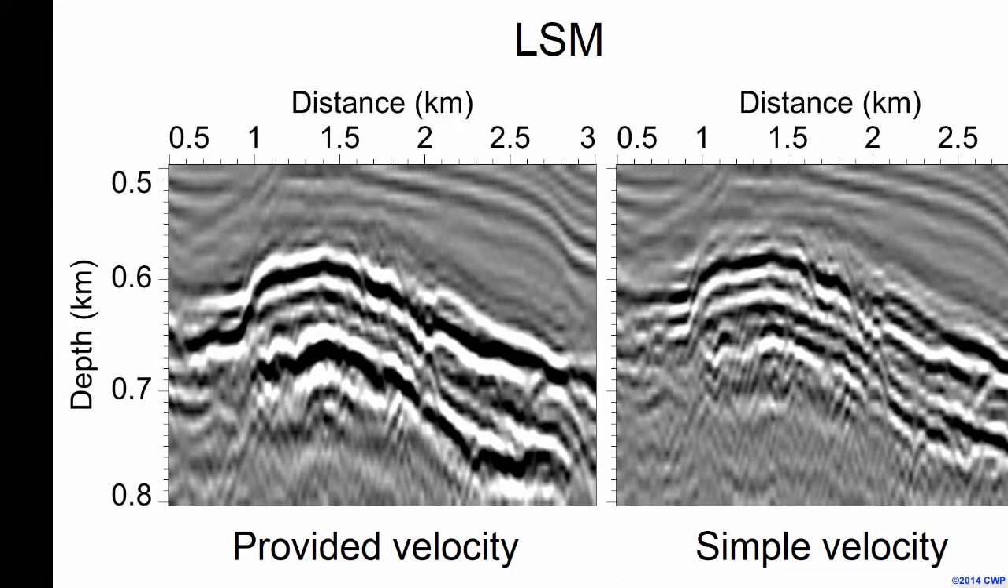So if I zoom into those areas enclosed by the yellow boxes, these are the slides I showed at the beginning, we can see these images are quite different, and of course it's just a reflection of the fact that we're using the wrong velocity.